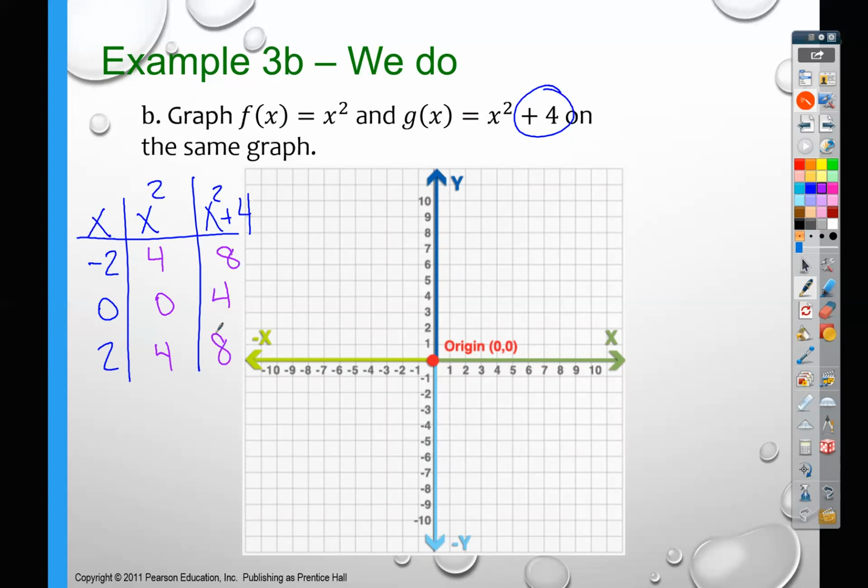Now we're going to plot them. Okay, so I've got -2, 4, 0, 0, and 2, 4. So this graph, a parabola, is a graph of a quadratic equation, and it's curved. And it kind of looks like that. It's kind of sad, but that's kind of what it looks like. All right, and the next one is -2, 8, 0, 4, and 2, 8. And you can tell by looking at those that g of x has moved up 4.